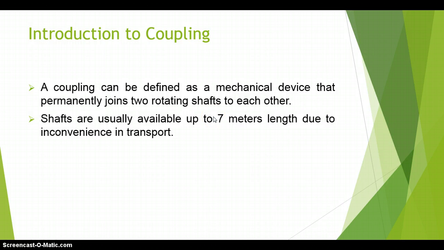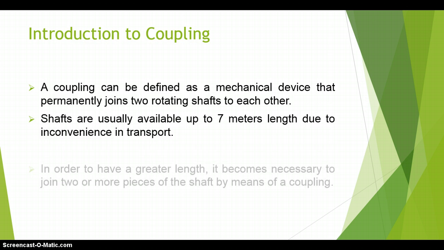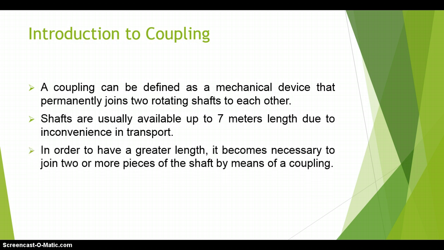Shafts are usually available up to 7 meters in length due to inconvenience in transport. So generally when we require a longer shaft, we have to use a coupling. The purpose of a coupling is to join two shafts having the same diameter. In order to have a greater length, it becomes necessary to join two or more pieces of shaft by means of a coupling. That is the main purpose.